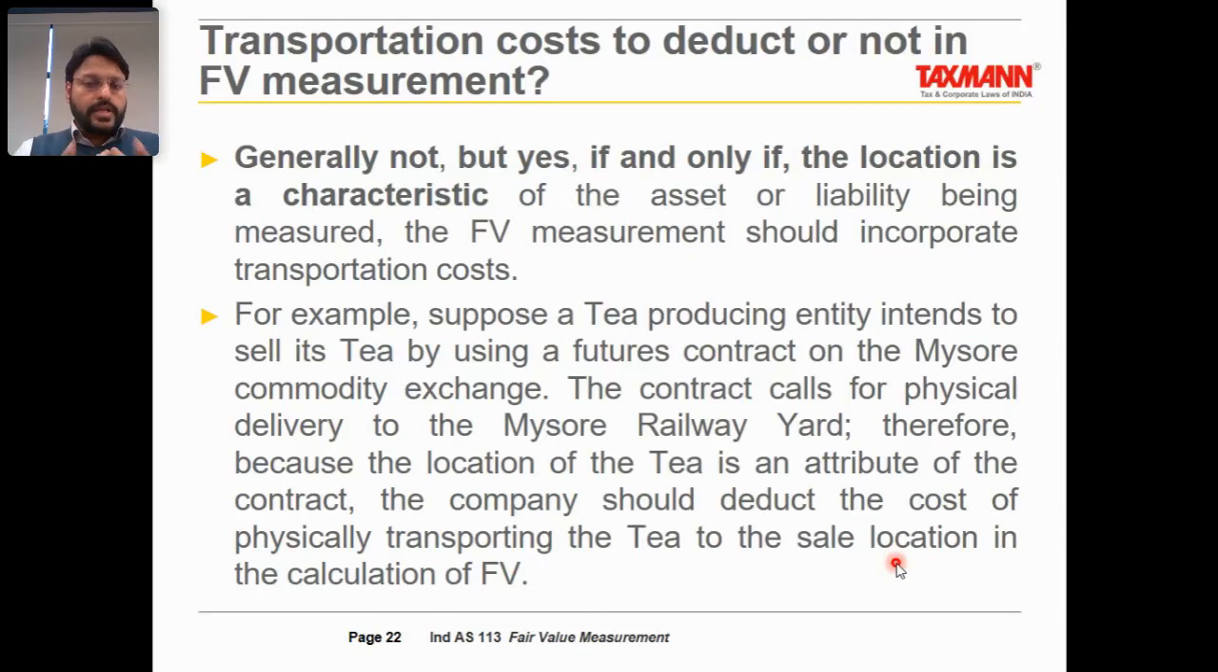Suppose on Mysore Commodity Exchange, I have put that I have 100 bags of tea to sell and I am sitting in Delhi. But as per the futures contract, the delivery has to be made at the Mysore railway yard. So for sending the tea bags from Delhi to Mysore, there would be certain transportation cost which I would be incurring, since I am taking the price from Mysore Commodity Exchange. Now that price needs to be adjusted for this transportation cost to arrive at the fair value of this tea in this contract.